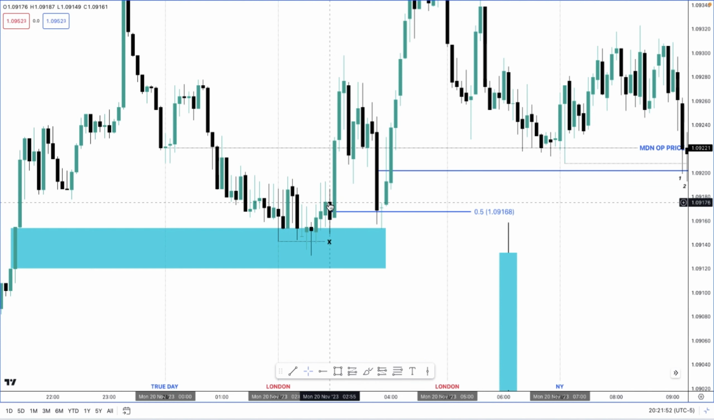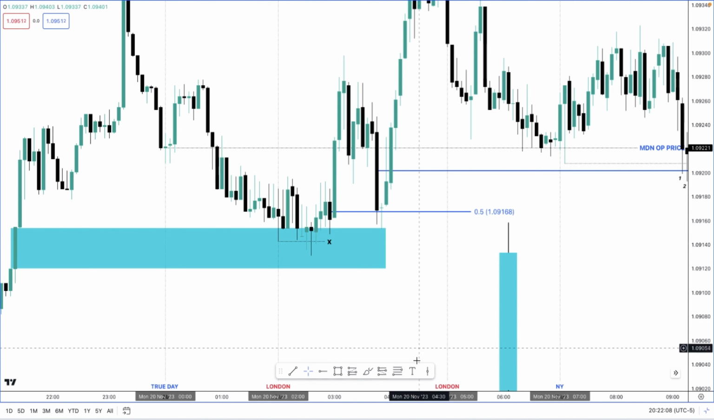Where does it trade specifically? It trades to the midpoint of the order block. What is the midpoint of an order block? The midpoint of an order block is called the mean threshold.